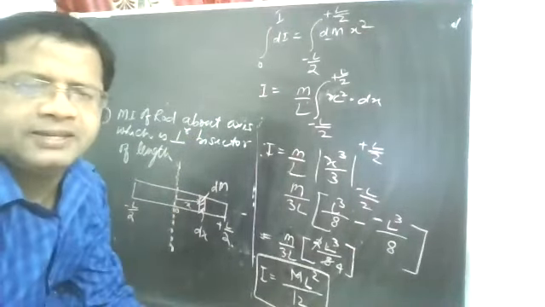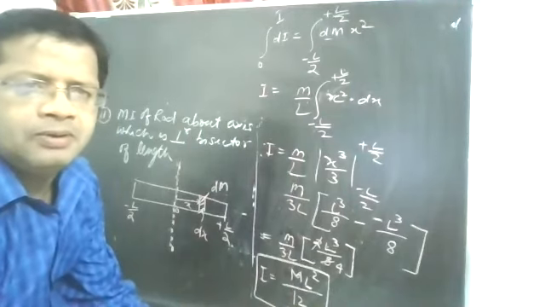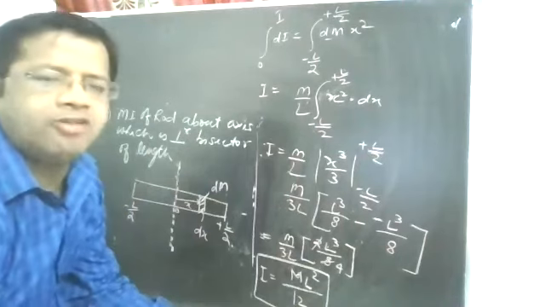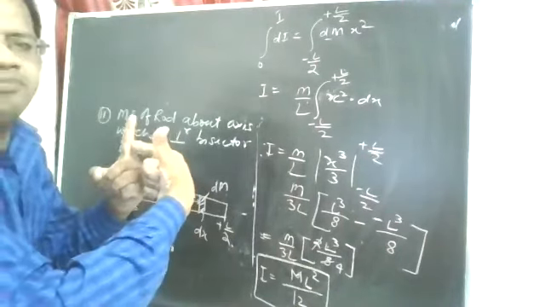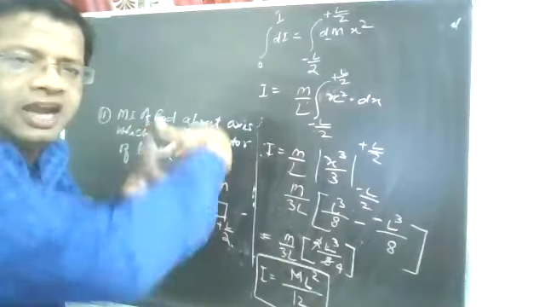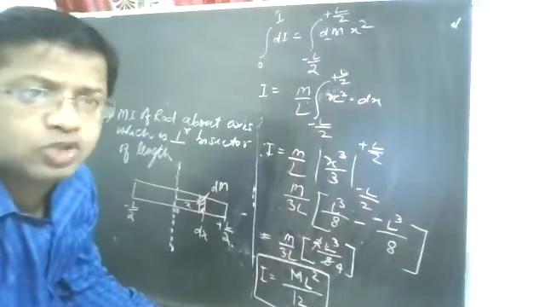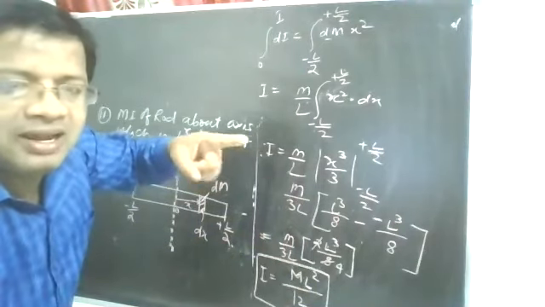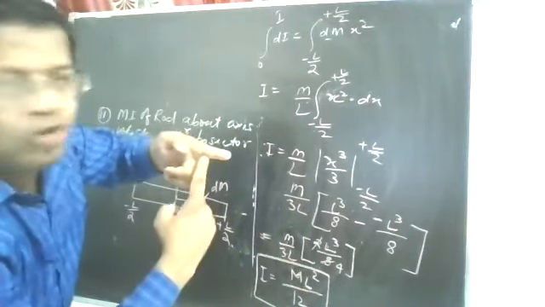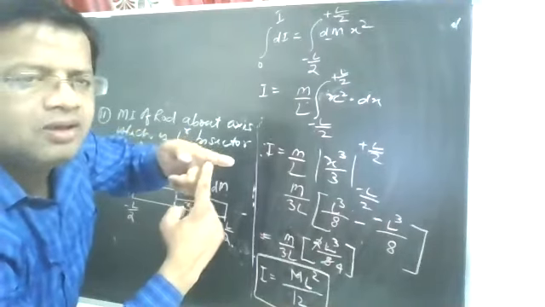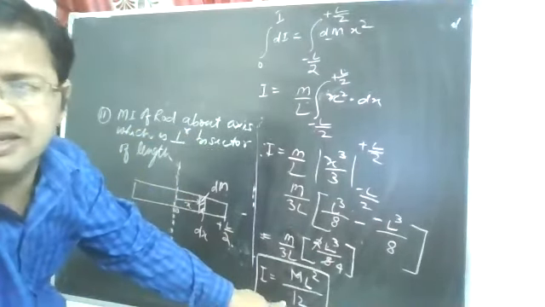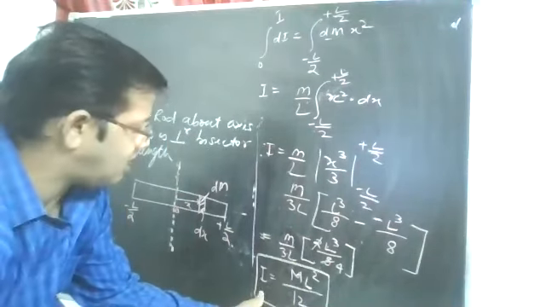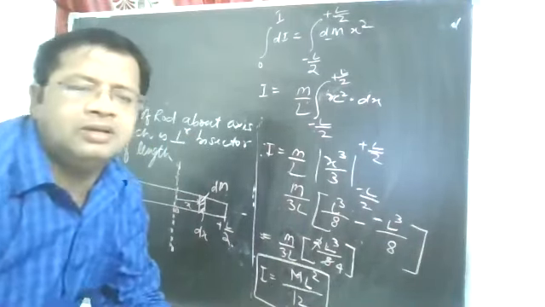Whereas in the previous case, when we took the moment of inertia of the same rod about the axis passing through one of its ends, its moment of inertia was m L square upon 3. Now here, when we pass the axis through the perpendicular bisector of the same rod, the moment of inertia decreases. This time it becomes m L square upon 12.